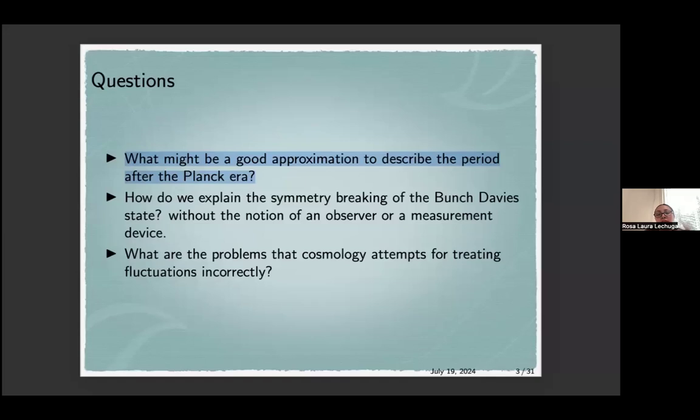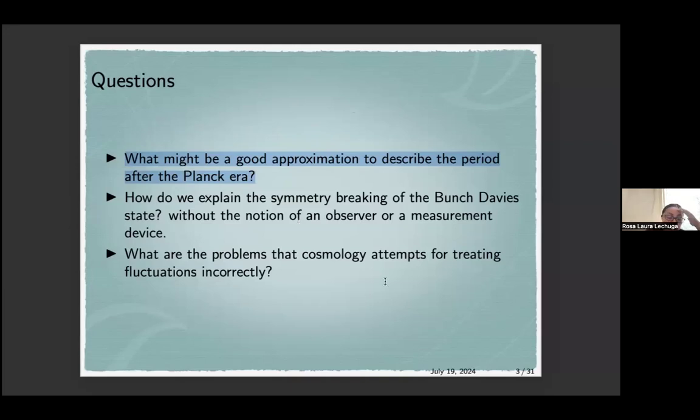I mean, we are still working with the Friedmann-Lemaître-Robertson-Walker metric, but instead of quantizing the perturbations of the metric and the perturbations of the field, with semi-classical gravity we only quantize the perturbations of the matter. I mean, the perturbations of the inflaton field. And then, to explain the symmetry breaking of the Bunch-Davies state, we introduce a new version of quantum theory.